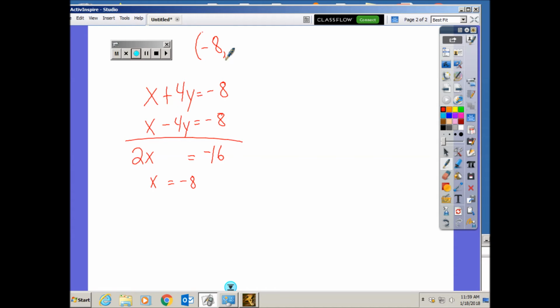So now I'm going to take that x value, I'm going to plug it in to the original first equation. So x is negative 8 plus 4y equals negative 8. When I add 8 to both sides, I get 4y equals 0. So if 4y equals 0, y equals 0 over 4, which is 0. It looks like my solution is negative 8 comma 0.